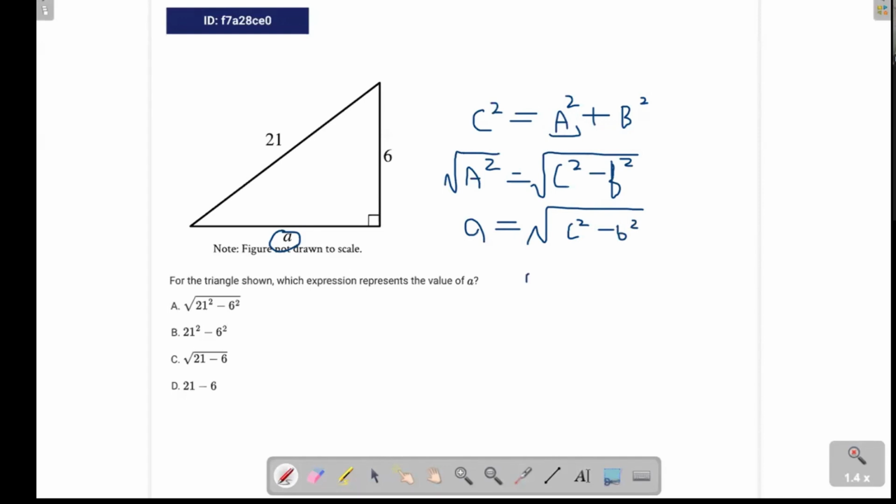Our c is our hypotenuse, so it's 21 squared, minus b squared. And our b is going to be the 6, so it's just 6 squared. This is just rearranging Pythagoras theorem to figure out the answer, which is going to be A.